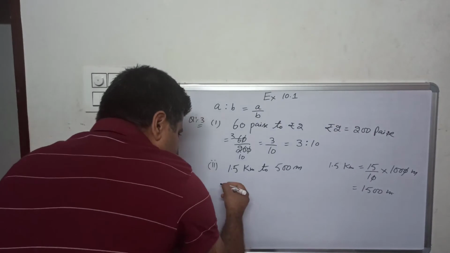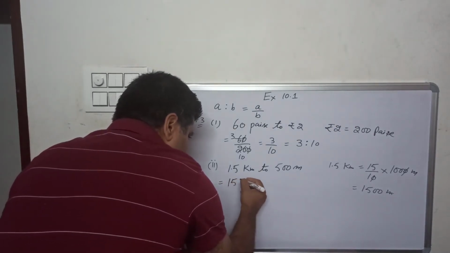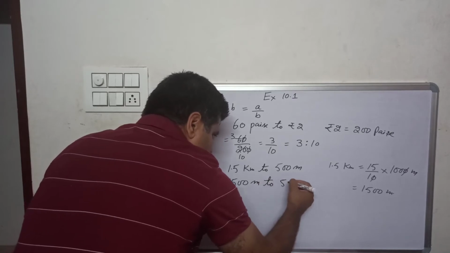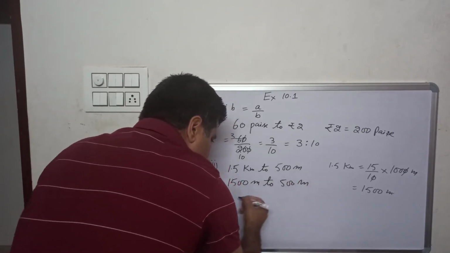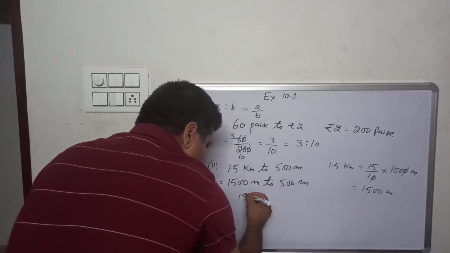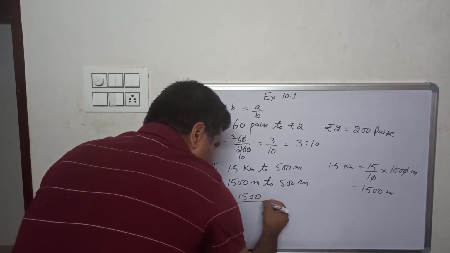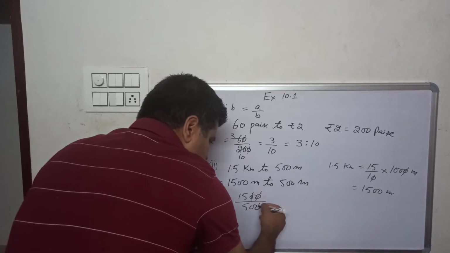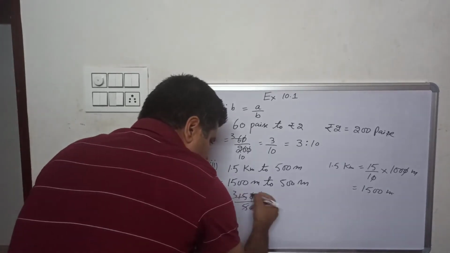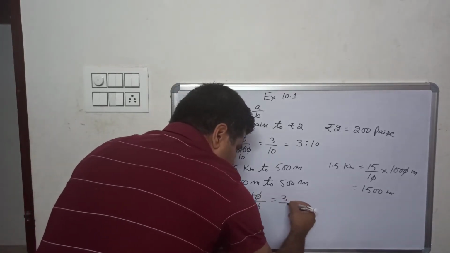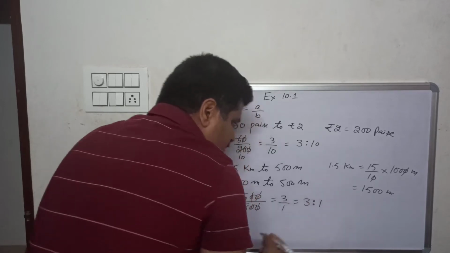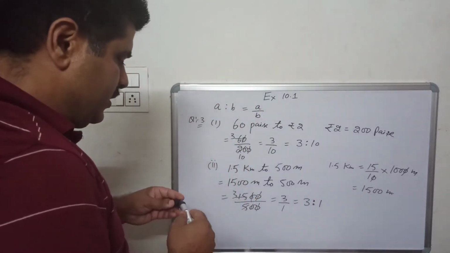It means we can write it 1500 meter to 500 meter, which is equal to 1500 upon 500. Meter and meter will cancel. Cut out 2 zeros. With 5 you cut it. It is coming out to be 3 upon 1. And in the form of a ratio, it will be 3:1.